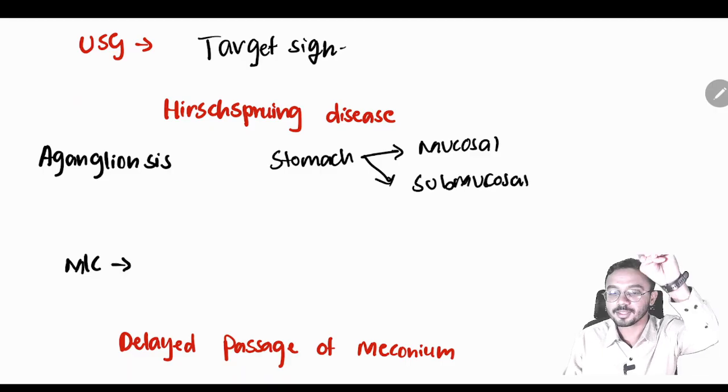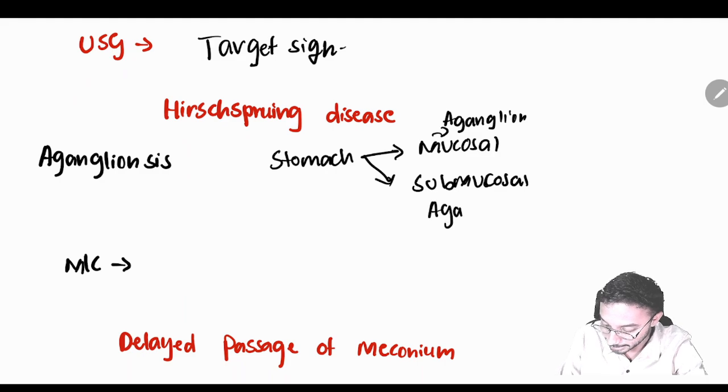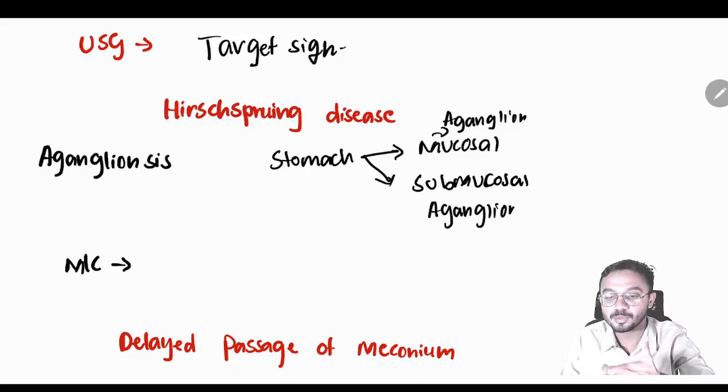Okay, in you and me, we will be having ganglion. But in Hirschsprung disease, the ganglion is absent. Where is the ganglion absent? In the mucosal layer, that is your Meissner's plexus, and in your Auerbach plexus.